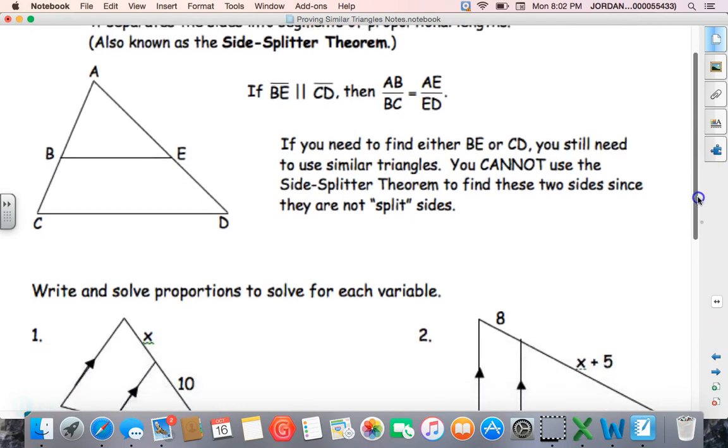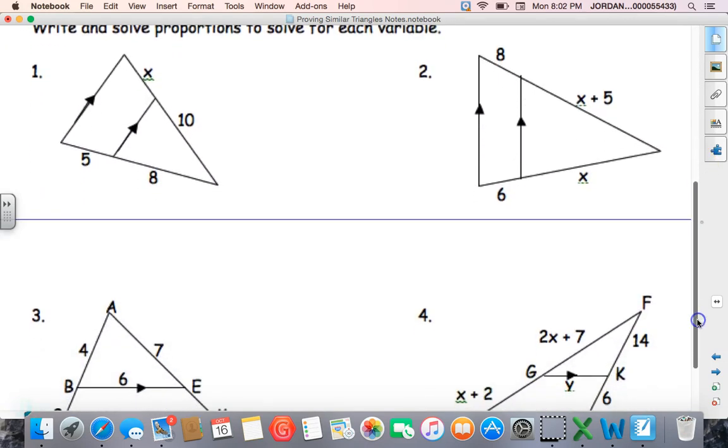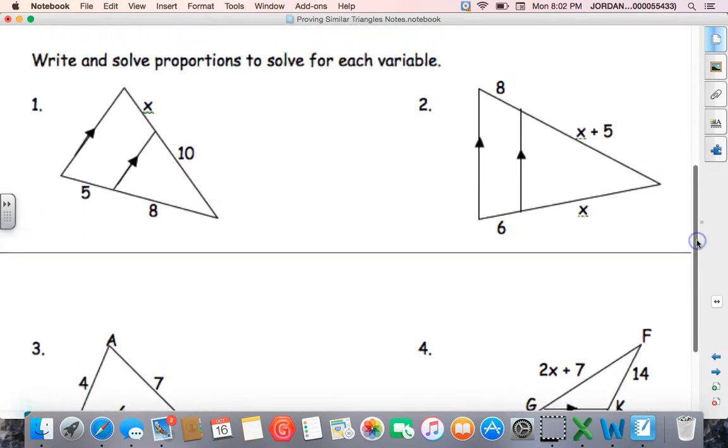So let's practice that a little bit. Alright, so number 1 right here, we're going to do the same thing, but now we're not going to worry about the whole. Since we're given these two sides, we're just going to set a proportion with these two sides right here. Now, this is important. You cannot use this with the two lines that are parallel. You can only use it with the sides that the parallel lines intersect. Okay, so you can't use it if you're given the parallel lines.